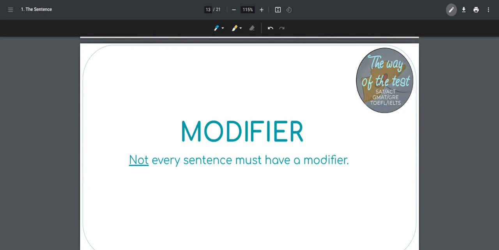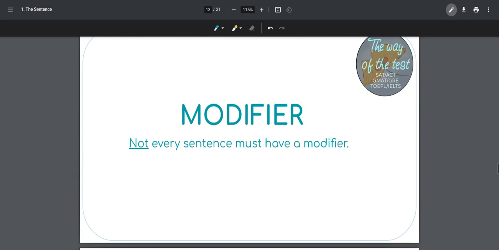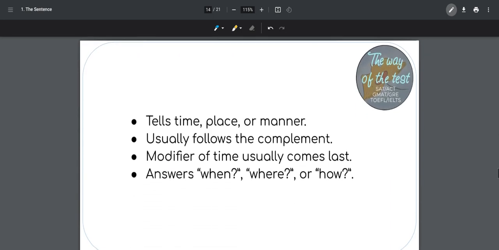Modifier. Not every sentence must have a modifier, and unlike complements, in which some verbs require complements, verbs don't really require a modifier. I mean, in real life, some situations may require a modifier, but grammatically, syntactically, nobody requires a modifier. Copy this, and we're going to see what modifiers are.